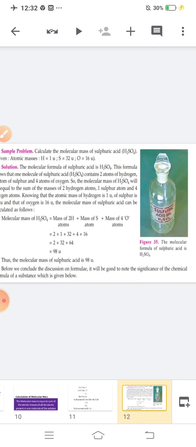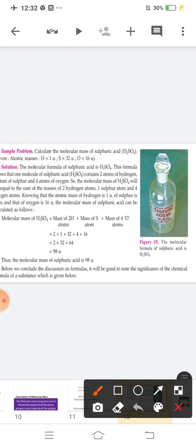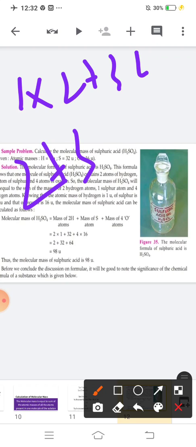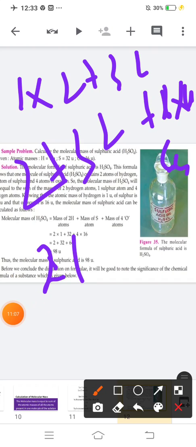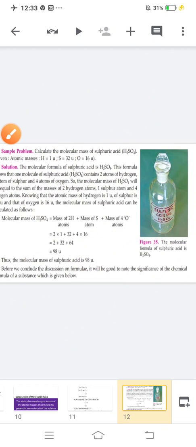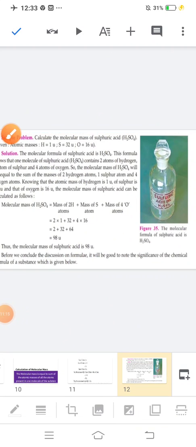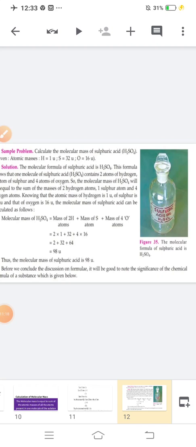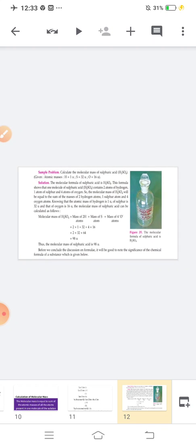Now here H2SO4. How many hydrogen atoms are there? 2. The mass of hydrogen is 1, so 1 into 2 is 2. Sulfur is 32. How many sulfur atoms are there? 1. So 32. Oxygen atoms are 4, so 16 into 4 is 64. So 2 plus 32 plus 64 is equal to 98 u. Is this clear? You have to just add the atomic masses. First multiply with the number of atoms and then just add. Is this clear? This is very important from the point of view of your examination.